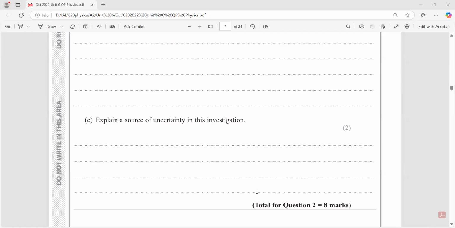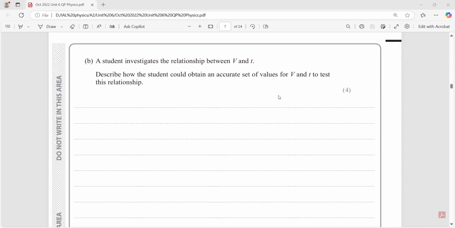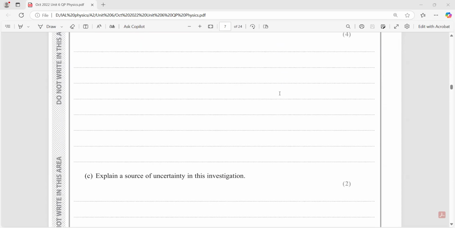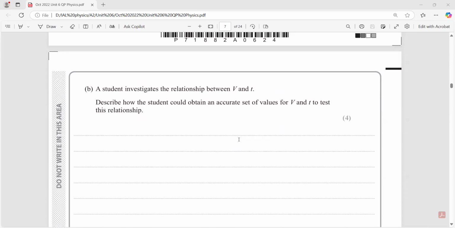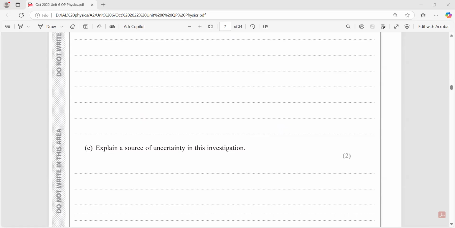Explain a source of uncertainty in the experiment. Can we say repeat and take average? Yes, you have to say repeat and take average. That's the most important thing. Then explain a source of uncertainty in this investigation. When you mention a source of uncertainty, you should recognize that what you're mentioning is either a systematic error or a random error.